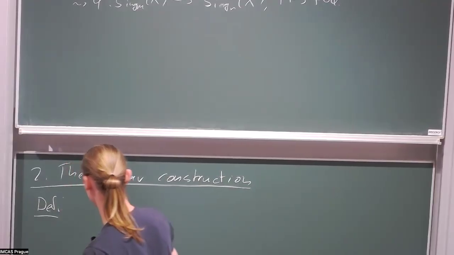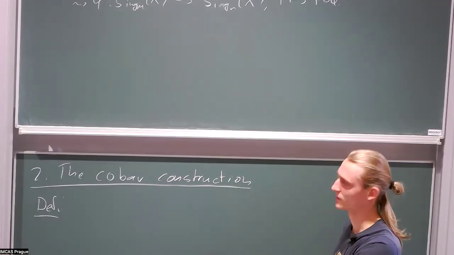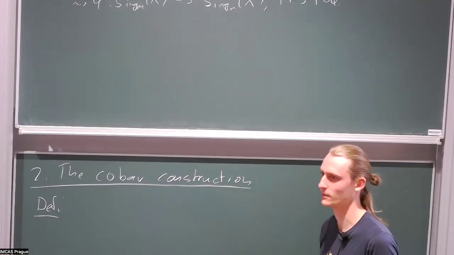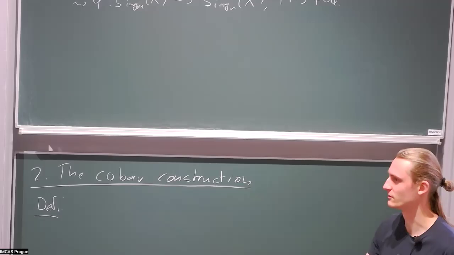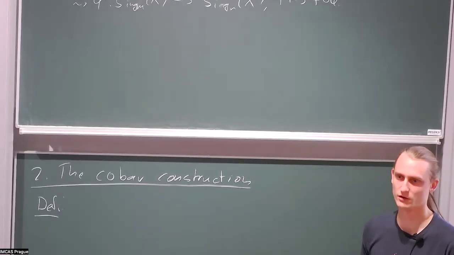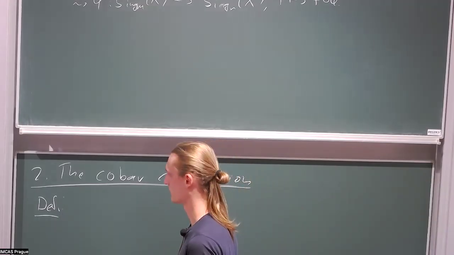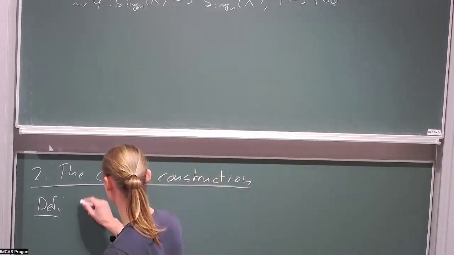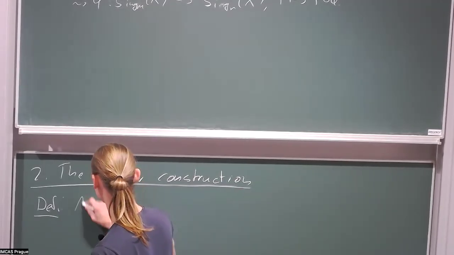So what's the point of this construction? I've given you the definition of simplicial sets, some examples. But now I want to give you a general procedure to generate simplicial objects in a given category. And the datum you need for that is what is called a comonad on a category C. So let me define what that is.